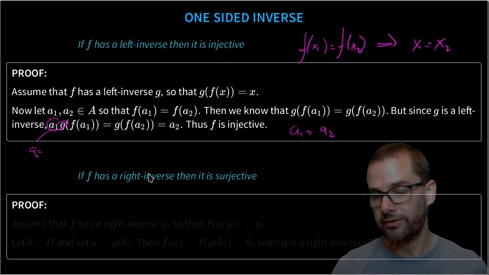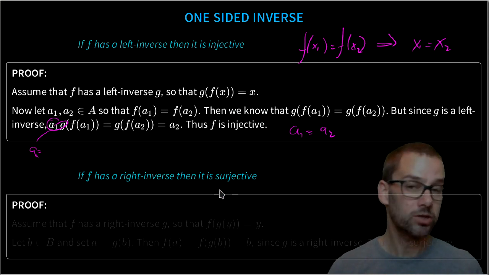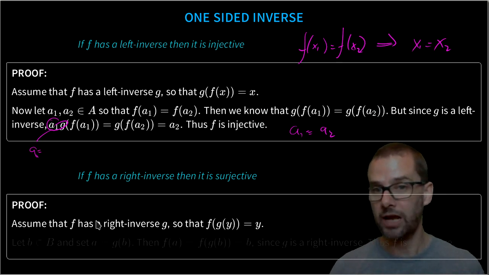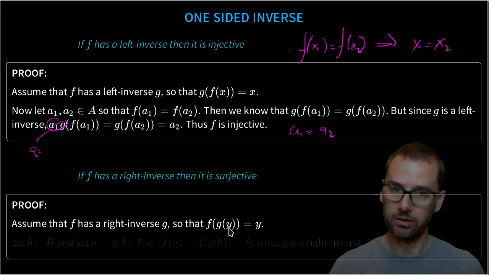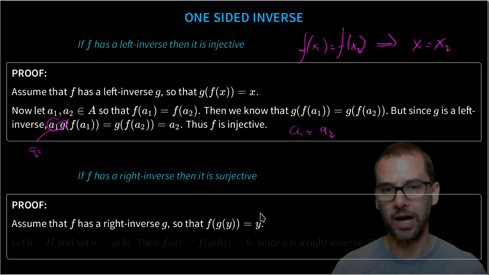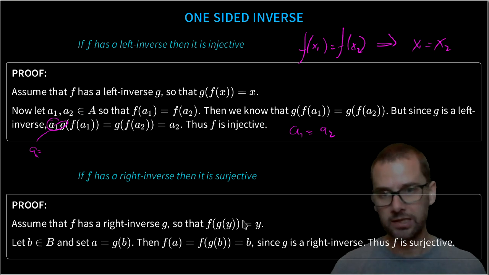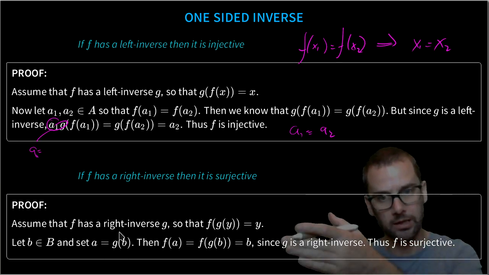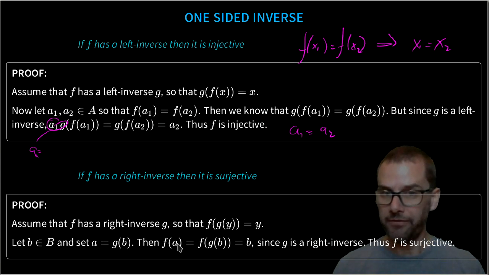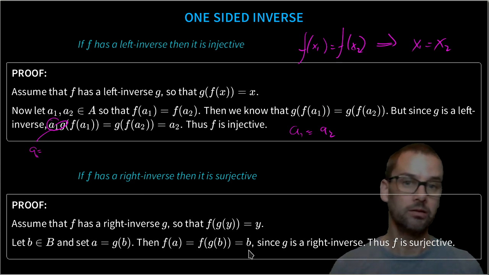And we can make a similar flavoured proof to show that if it has a right inverse, then it's surjective. So let's assume that f has a right inverse, again we'll call it g, so that we know f of g of y is equal to y. Remember it's a right inverse, so we have to compose the other way round. So let's take some element b in B, then we have to find something that maps to it. So let's set a as g of b. Remember g takes us from the set B back to the set A. Then f of a is f of g of b, which is equal to b, because of this right inverse property.